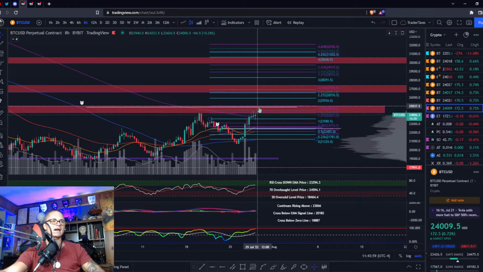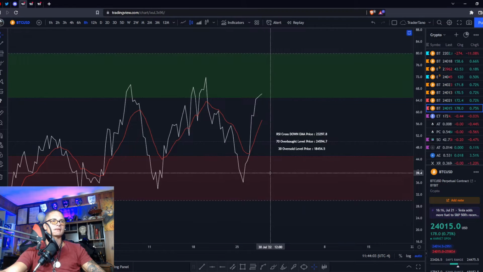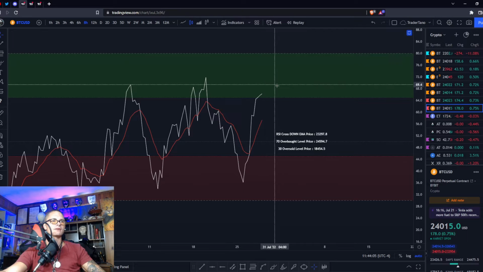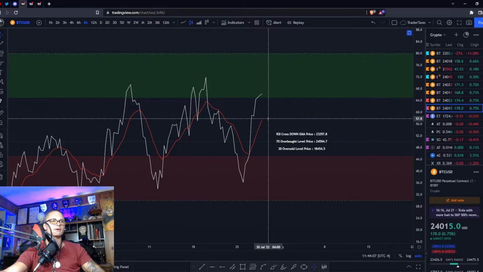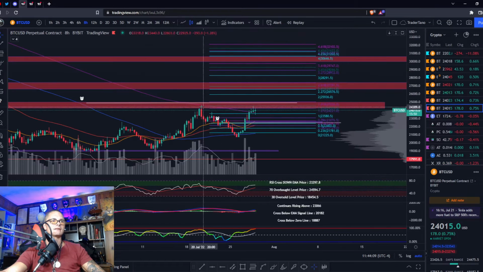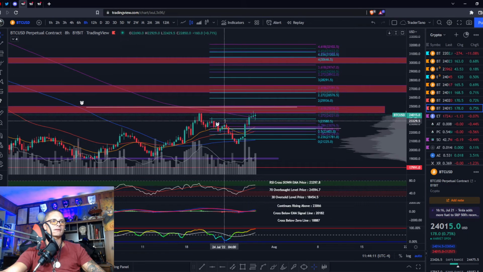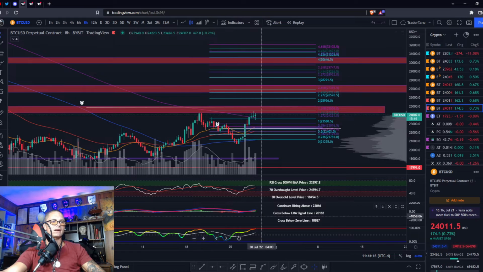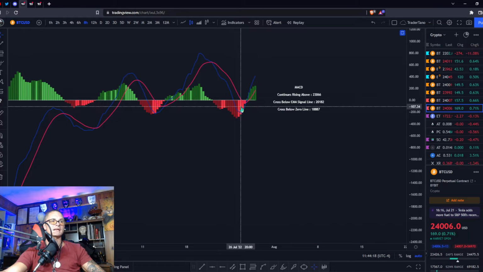This isn't a confirmed high just yet, so we got more room to run. On the medium-term 8-hour, we are just entering the bullish control zone above that signal line. Now, the only thing, let me see here. Nope, never mind. On your MACD, you did bounce off of that zero line.